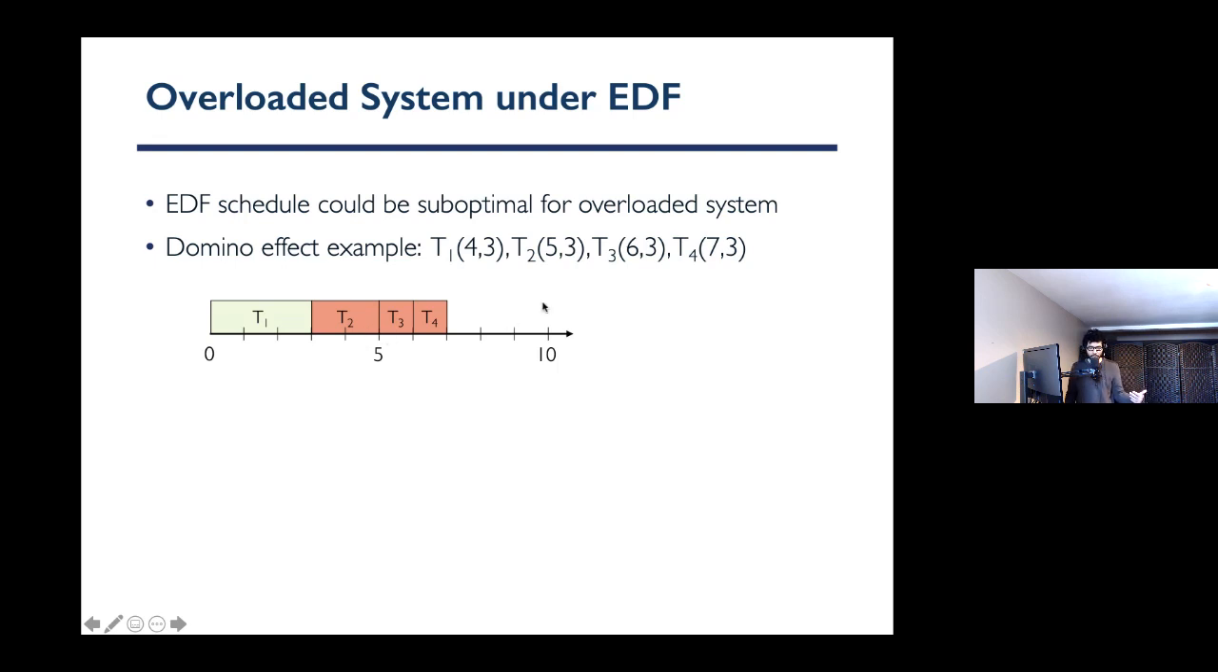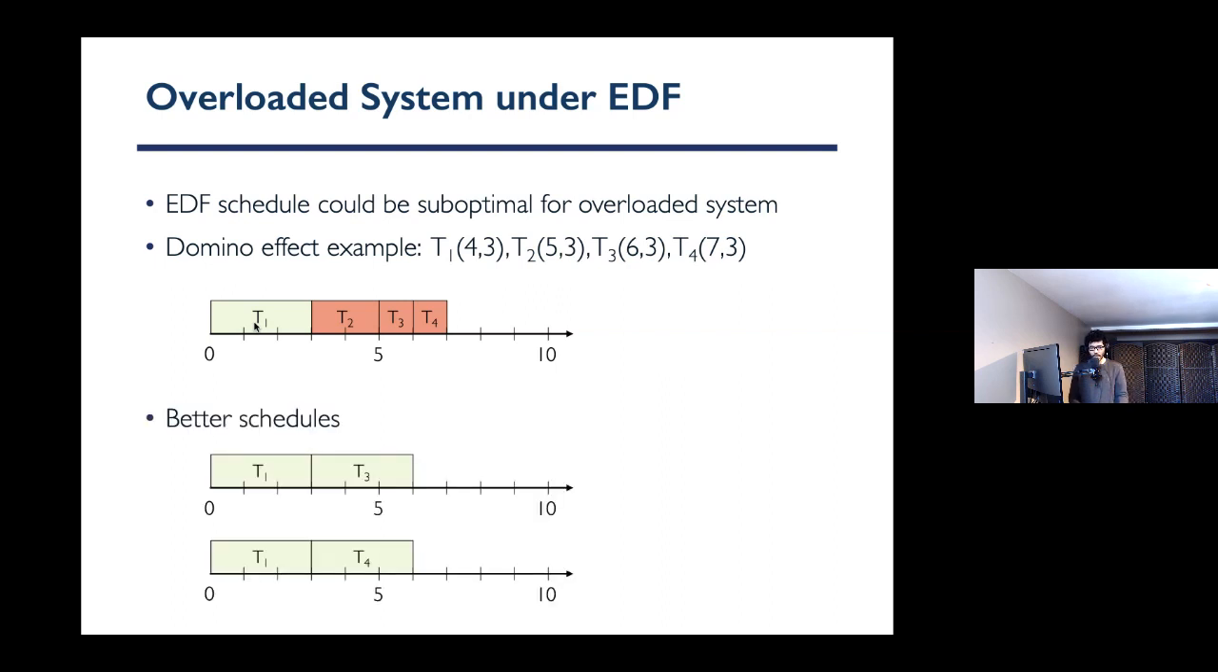Now I move on to another one. Which one do I do? I pick T3. I start running T3, but then T3 also misses its deadline. Then I move on to T4, and T4 also misses its deadline. So it basically cascades, as you can see here. I'm only able to run T1 under EDF. Now, is this the best I could do? Not really. You could actually do better.